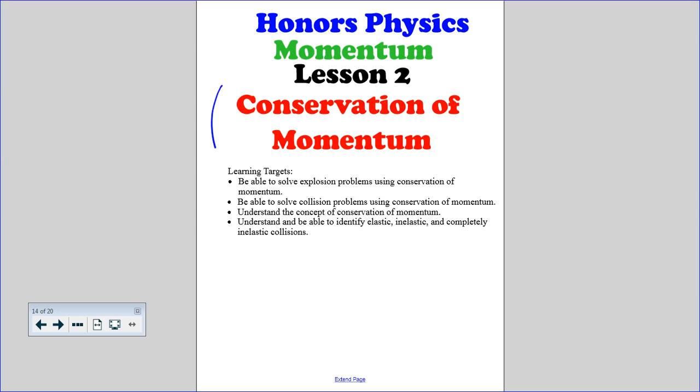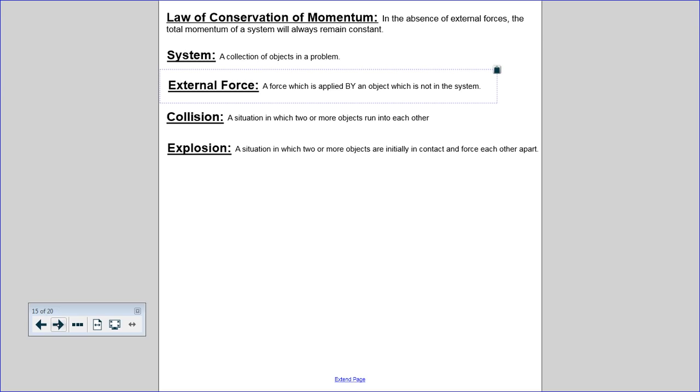Learning targets are here on the screen. Read them, learn them. All right, so the law of conservation of momentum is here at the top. The law of conservation of momentum says, in the absence of external forces, the total momentum of a system will always remain constant.